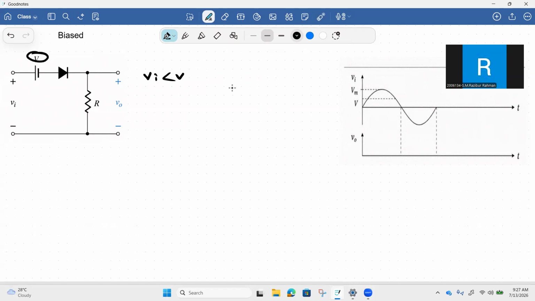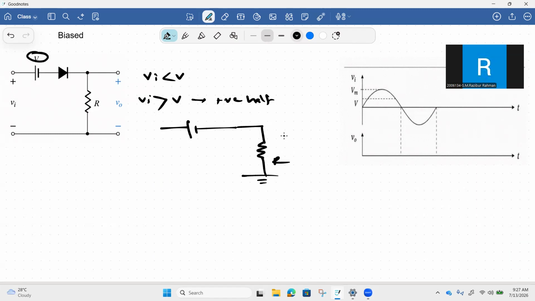Again, I am to mention that we are considering ideal diodes, so there is no voltage drop across the diode when it is on. For input voltage greater than V volt, the diode will be forward biased, and this will only happen during the positive half cycle of the input. So when Vi is greater than V, the equivalent circuit can be represented as this. The diode as a short circuit, and here is the resistor. We'll get the output voltage across the resistor. Here is the input, and this is V.